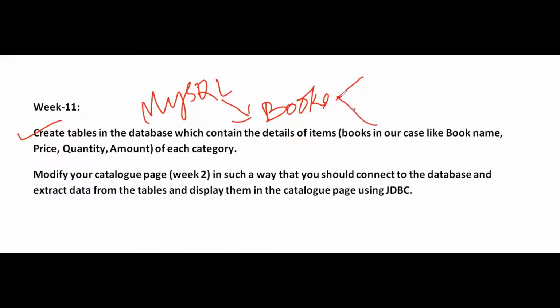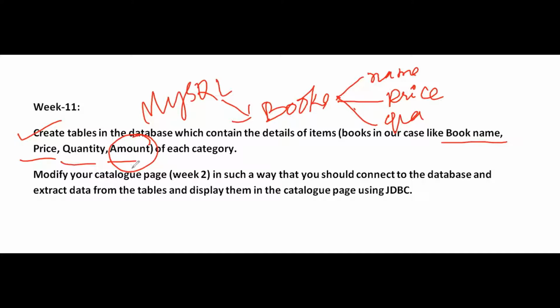In the problem statement, they asked us to create four attributes. The first one is the name of the book, next is price, then quantity and the amount. I'm going to create a books table with the name of the book, the price and the quantity only. Amount, I'll calculate in my servlet. So this is the first part.